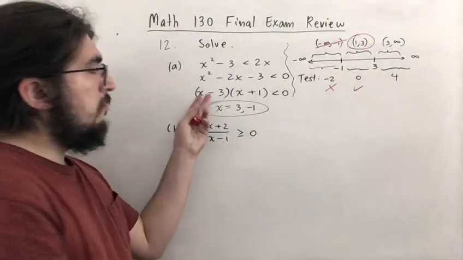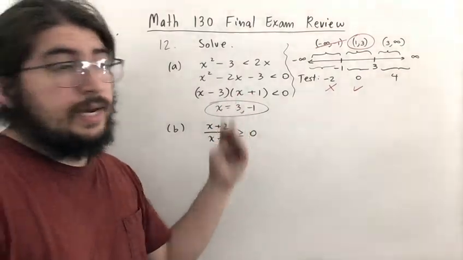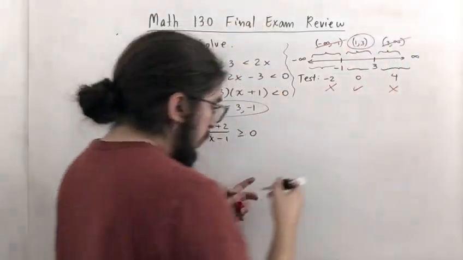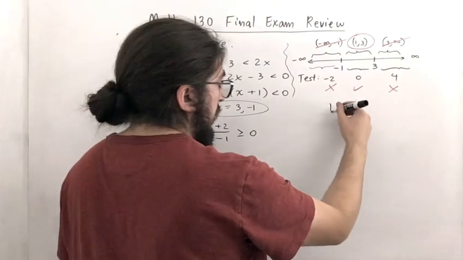Plug in 4. 4 minus 3 is positive. 4 plus 1 is positive. Positive times positive is not negative, not less than 0. So that doesn't work, so we only keep the middle one. So the answer is indeed 1 to 3, and it's open.